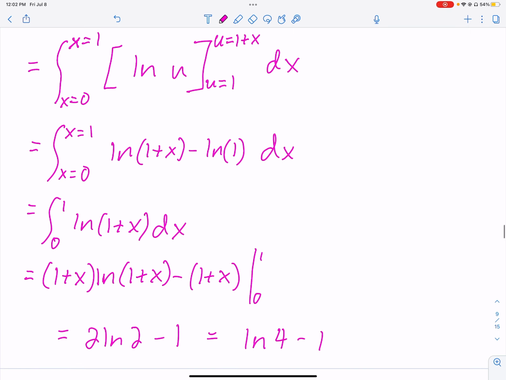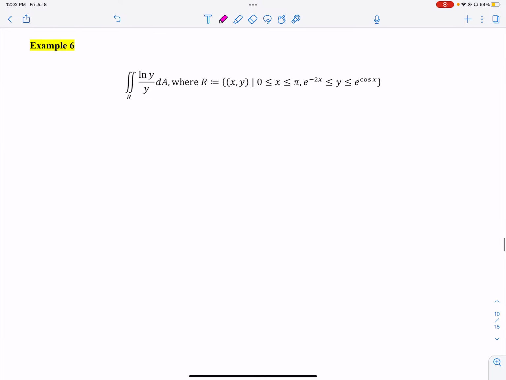All right, so that is the volume. You could go, if you wanted to, and get an approximation. That's fine if you wanted to. Here's example 6. We'll do one more for this video.